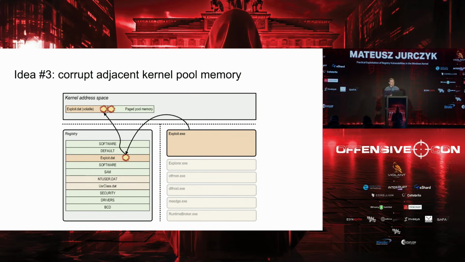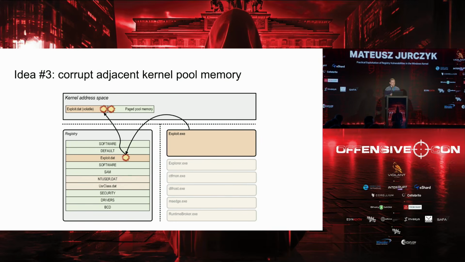The third idea could be that we try to basically corrupt page pool memory, and how it works is that even though most of the hive data is mapped in the user space of the registry process, there are some exceptions to that, and in some cases the mappings are actually residing in the kernel address space and the kernel pools. So these exceptions are the system hive, which is always in the kernel pools. You have the hives that didn't exist before, and you freshly create them with a call to load the hive, and the kernel just creates the hive from scratch. Then it's also loaded in the kernel pools.